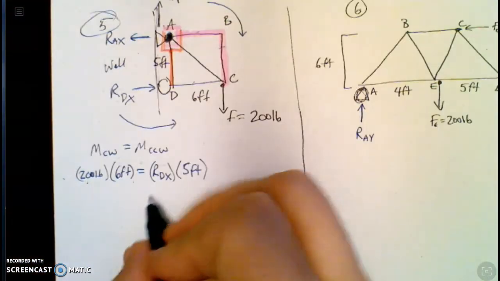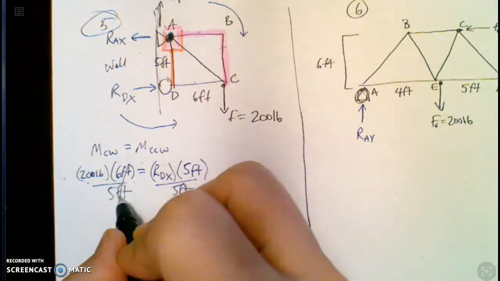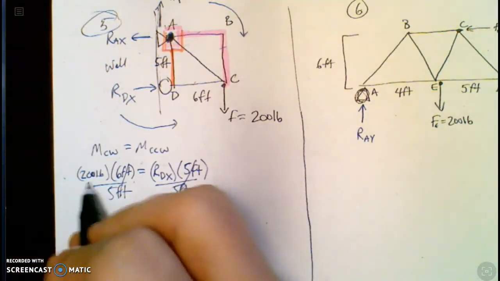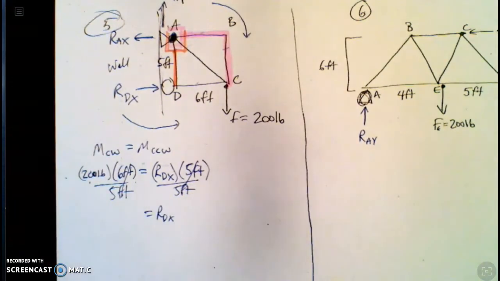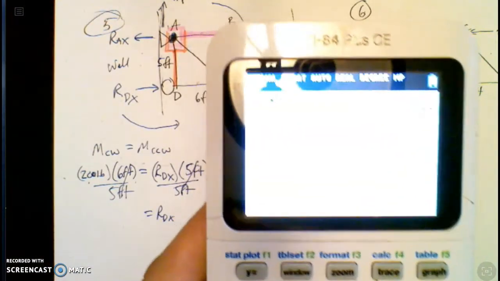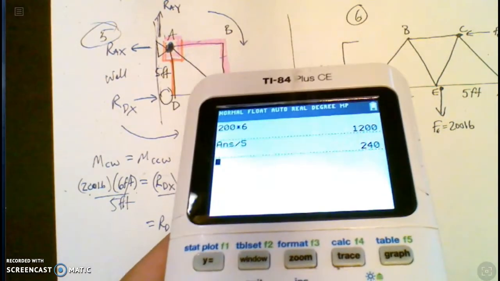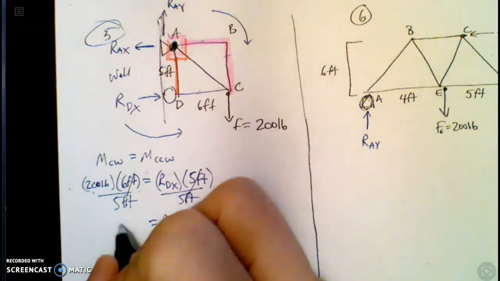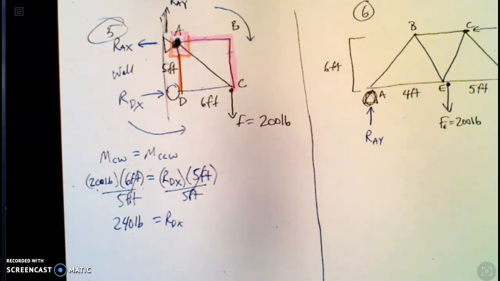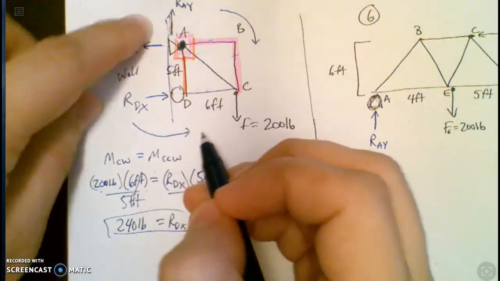Okay, so now I do a little division. The feet are going to cancel with the feet, and RDX must equal whatever 200 times 6 divided by 5 is. Oops, wow, that's crazy bright. 240 pounds of force. So I already know RDX. Now I just have to find RAX and RAY.